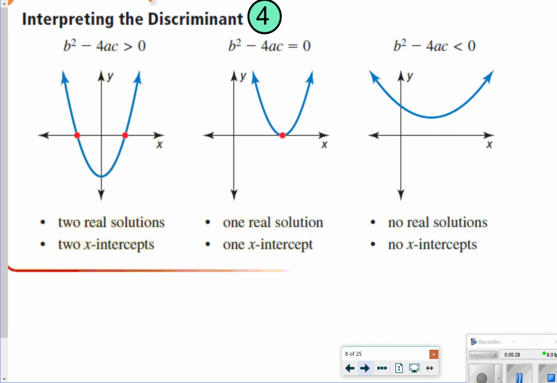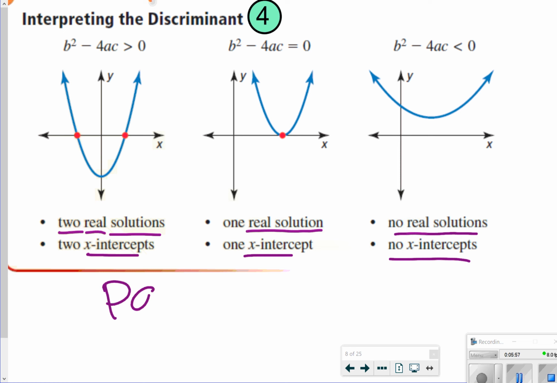The next thing we're going to talk about in our notes is interpreting the discriminant, which is b squared minus 4ac, which is inside your radical. If b squared minus 4ac is greater than 0, you're going to have 2 real solutions and 2 x-intercepts. If b squared minus 4ac is equal to 0, you'll have 1 real solution and 1 x-intercept. And if b squared minus 4ac is less than 0, you can't have any real solutions or any real x-intercepts.